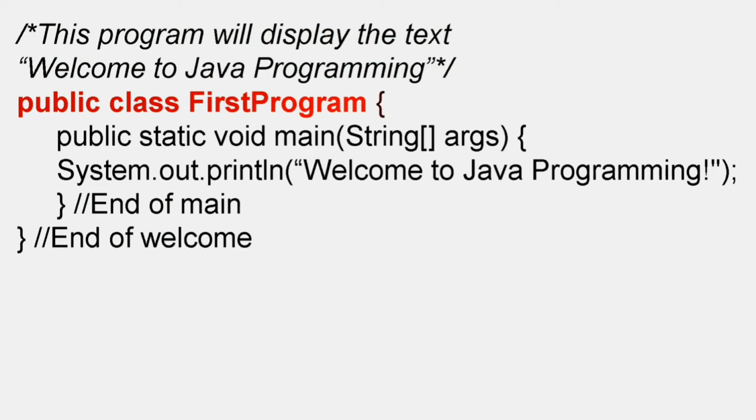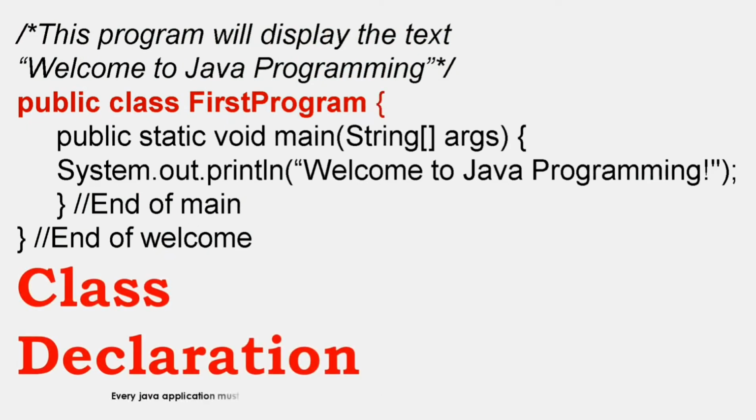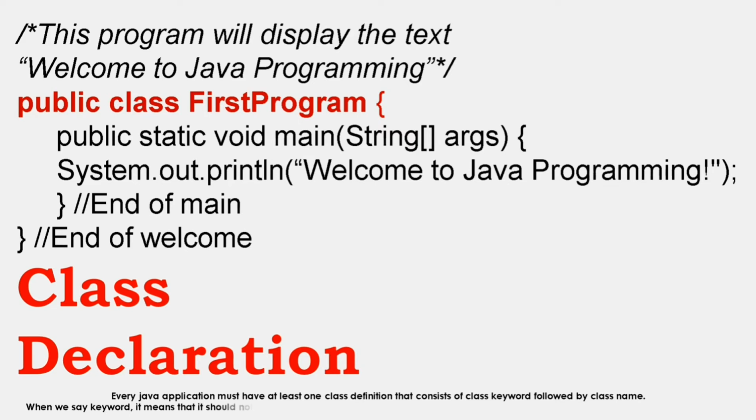The class declaration. Every Java application must have at least one class definition that consists of class keyword followed by class name. When we say keyword, it means that it should not be changed. We should use it as it is. However, the class name can be customized by the programmer.